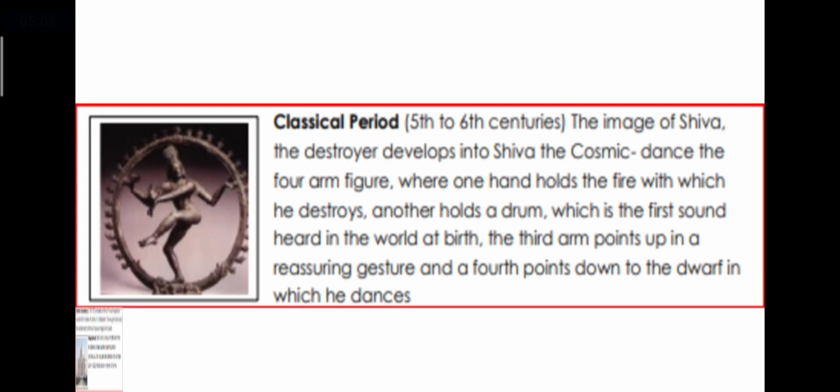Next, in the classical period, we have the 5th to 6th century. The image of Shiva, the destroyer, develops into Shiva, the cosmic dancer, the four-armed figure, where one hand holds the fire with which he destroys, another holds a drum, which is the first sound heard in the world at birth. The third arm points up in a reassuring gesture, and the fourth points down to the dwarf on which he dances.